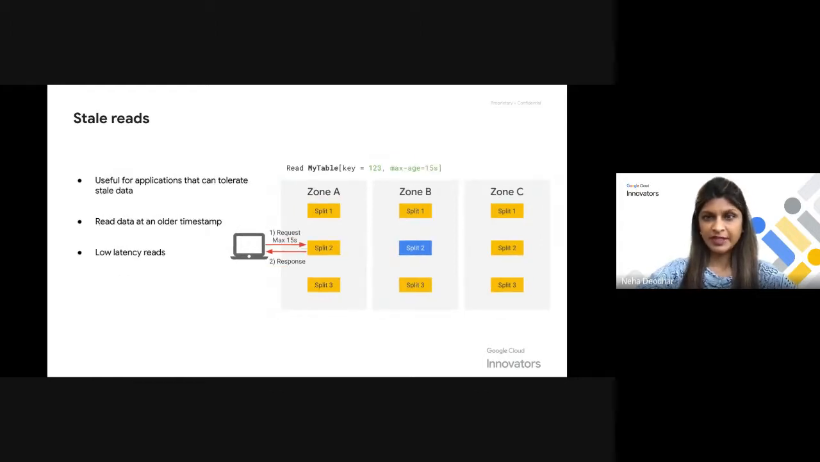If your application is latency sensitive and can tolerate slightly older data, then we recommend that you use stale reads. A stale read will read data at an older timestamp. For example, you can use a stale read with a maximum staleness of 15 seconds. Stale reads help you avoid communicating with the leader and can serve low latency reads.